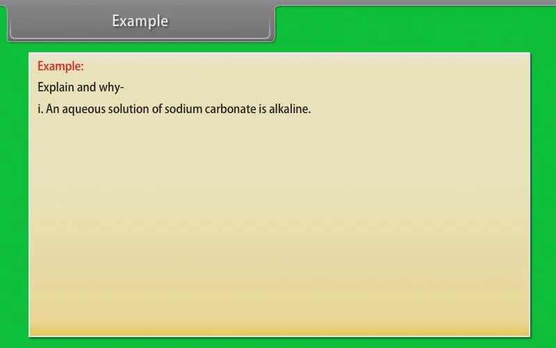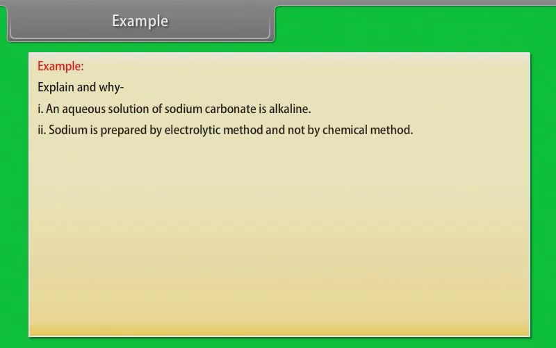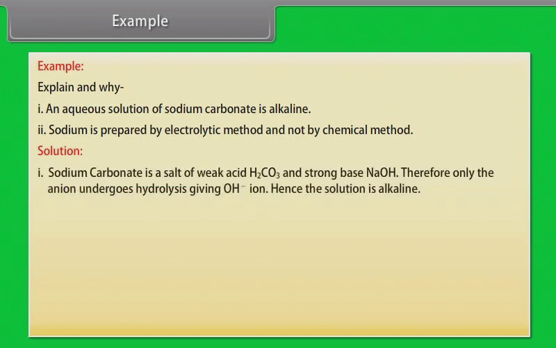Example. Let's take an example. Why is an aqueous solution of sodium carbonate alkaline, and why is sodium prepared by the electrolytic method and not by a chemical method? Let's see the solution. Sodium carbonate is a salt of weak acid H2CO3 and strong base NaOH. Therefore, only the anion undergoes hydrolysis giving OH- ion. Hence, the solution is alkaline.